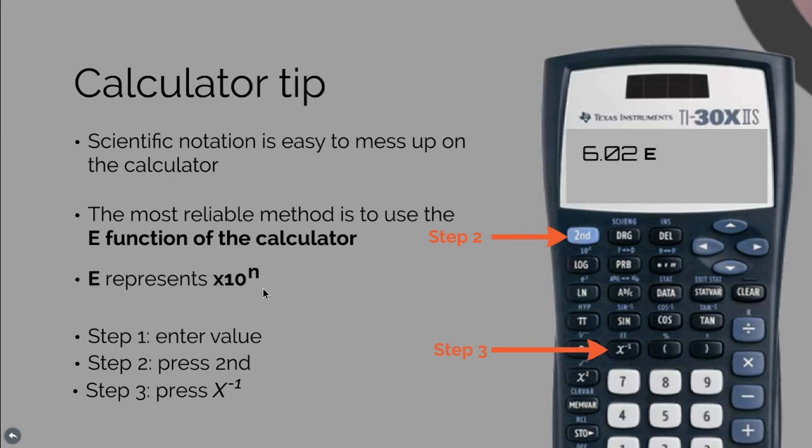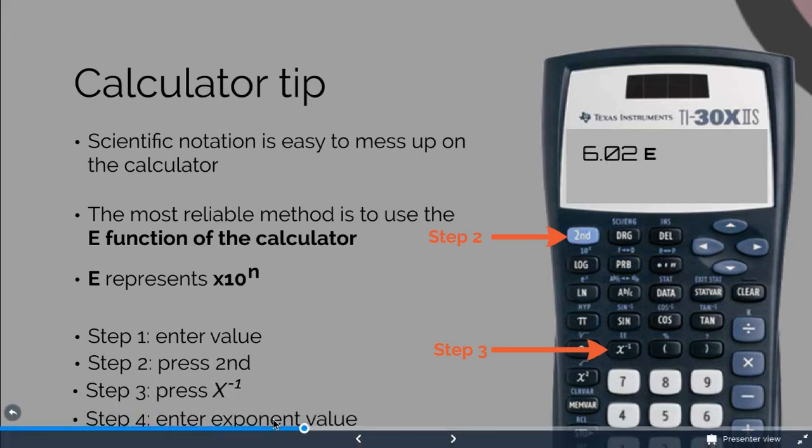It's the same as typing in times 10 to the something power, except that it takes those 3 keys and just puts them into a single symbol. And the good thing about this is that it doesn't worry about the order of operation, just that exponent is going to stick with the number that you put in.